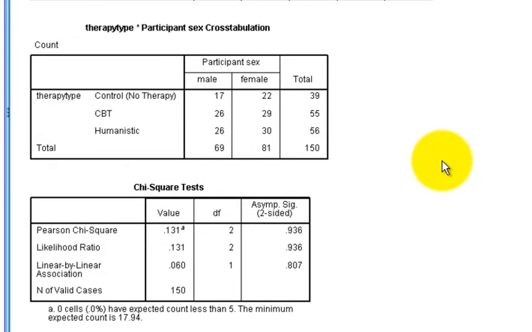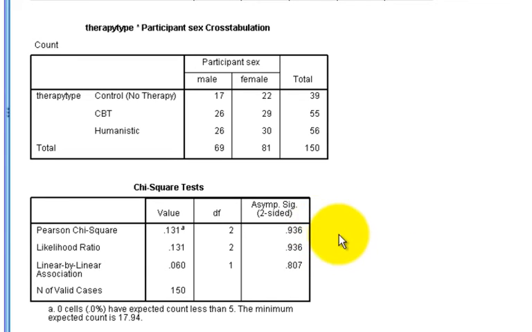We then get a chi-square test of whether men and women are equally distributed across cells. This is the chi-square test statistic under the Pearson chi-square. In this case, we can see that the chi-square test is not statistically different from 0, which indicates that there is an equal distribution between males and females across the 3 therapy types.